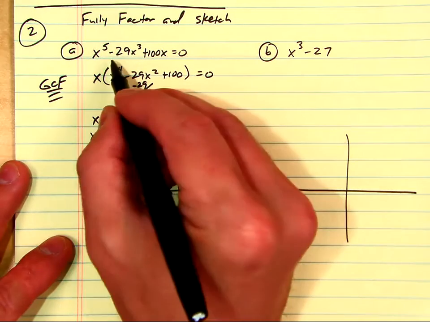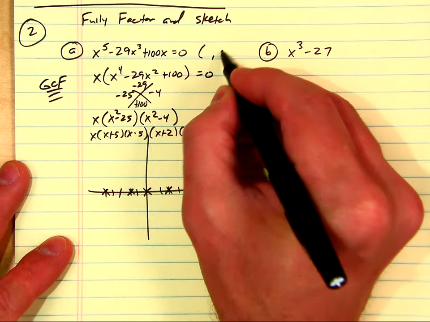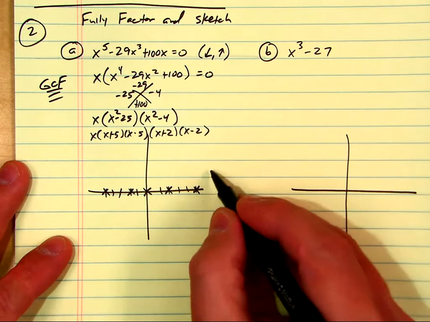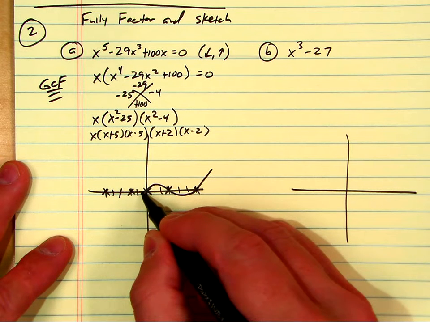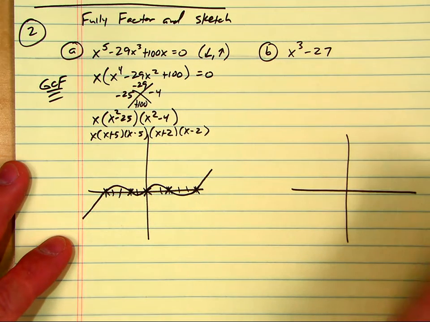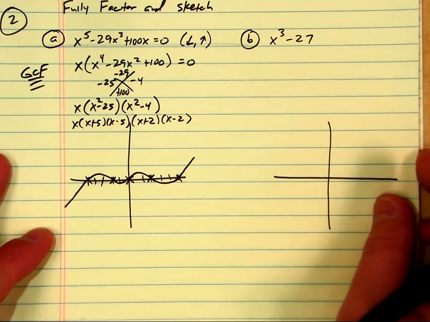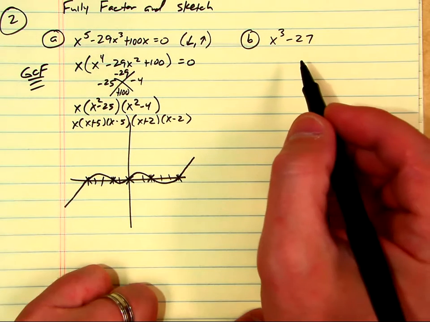So what's the end behavior of this function? Isn't it down up? Because of x to the fifth? So it's going to kind of go like this. Done. Pretty cool, huh? That's actually a pretty good sketch. It's the best freehand one I've done. Okay, over to the second thing to fully factor and sketch.